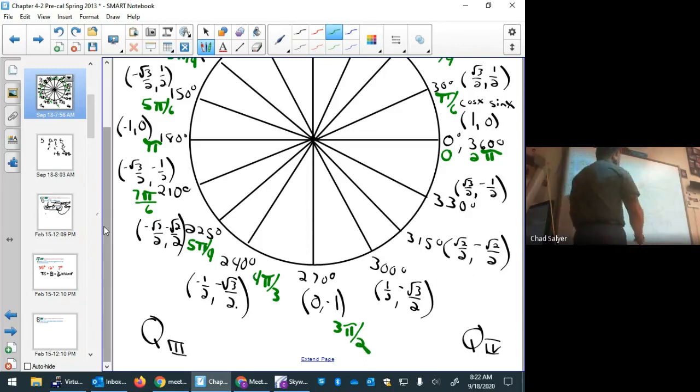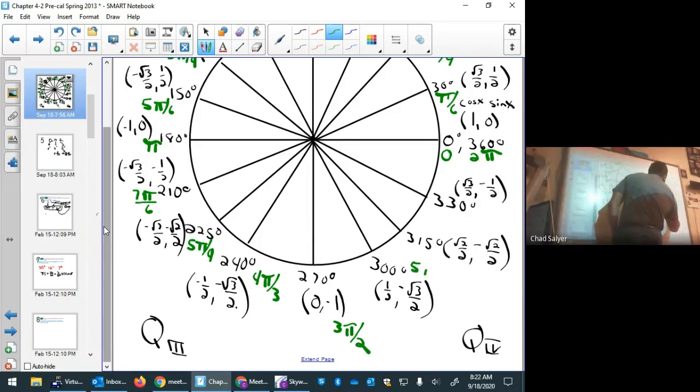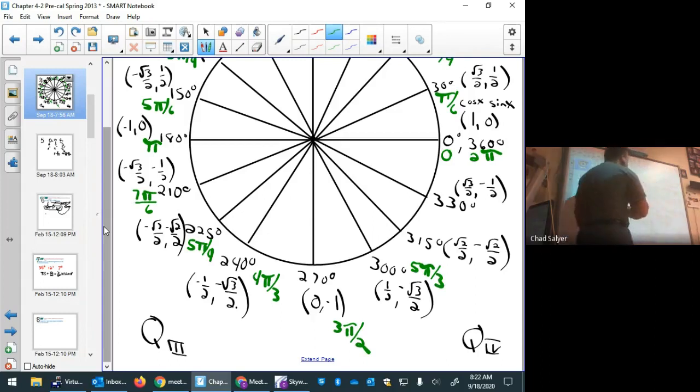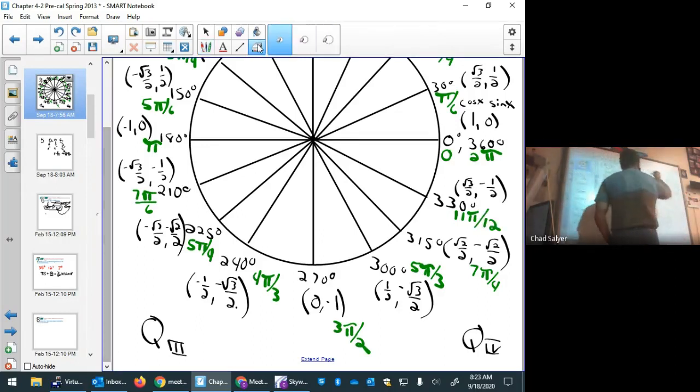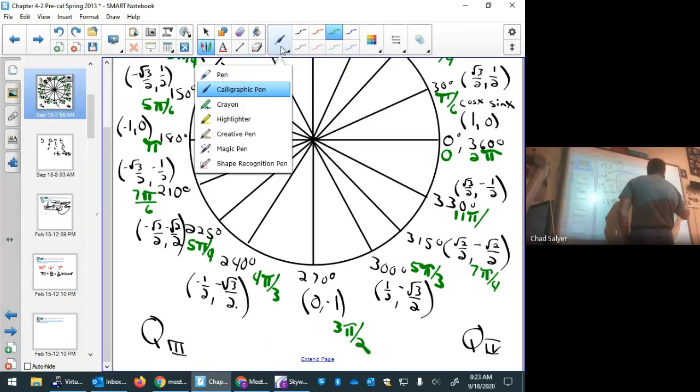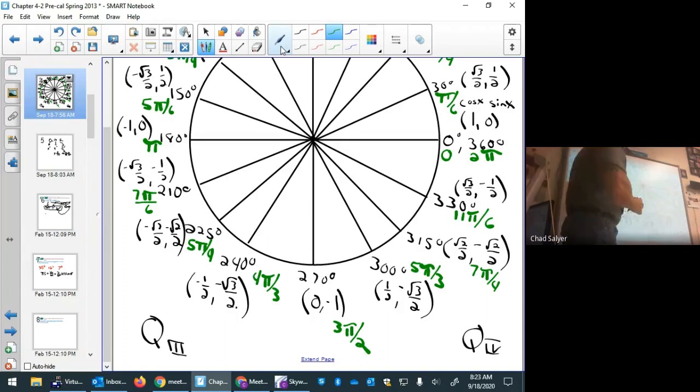All right. So 300 is 5 pi over 3. And for whatever reason, Q4 is the one most people screw up. I don't know exactly why. I guess they're a little more complicated, less intuitive. 315 is 7 pi over 4. And then 330, our last one, is 11 pi over 6.